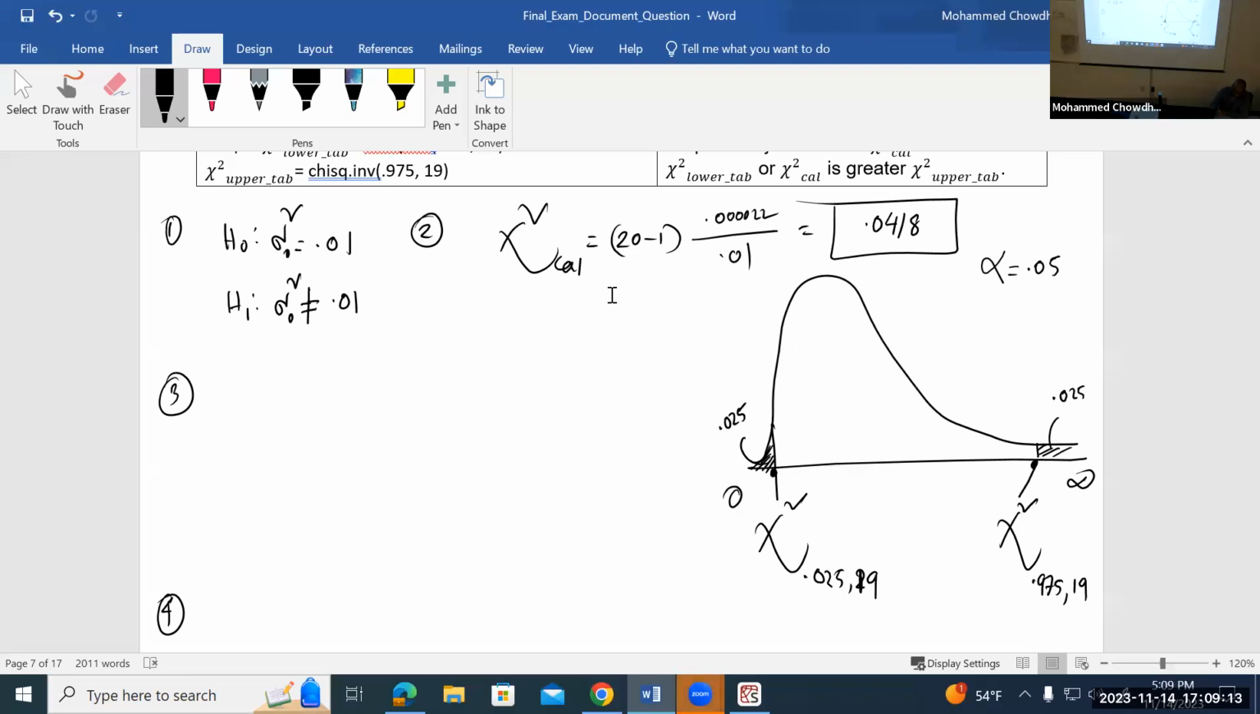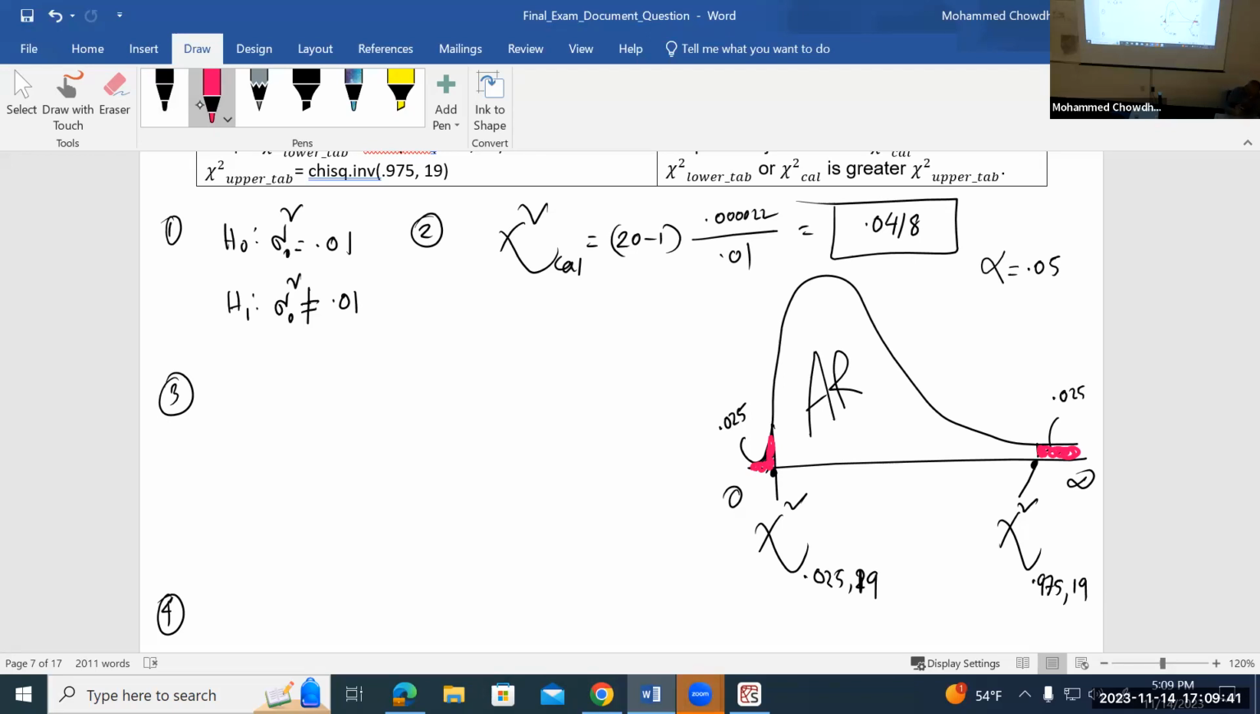So if the calculated value, this 0.0418, falls in here or here, it will be rejected. And this is called the acceptance region, AR. That is called the rejection region, this part and that part. Clear, right? Because there is a 5% level of significance, so we have to find that one.